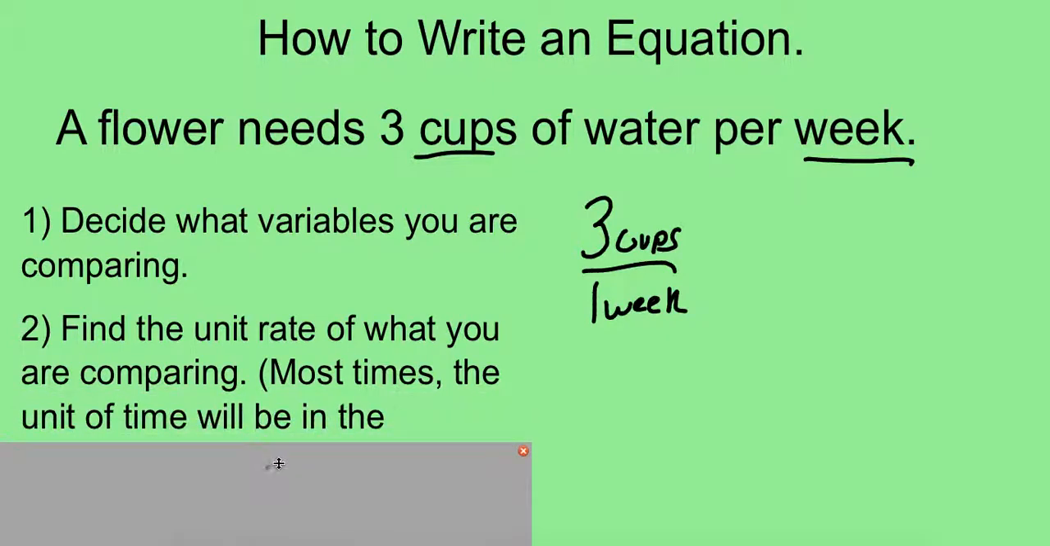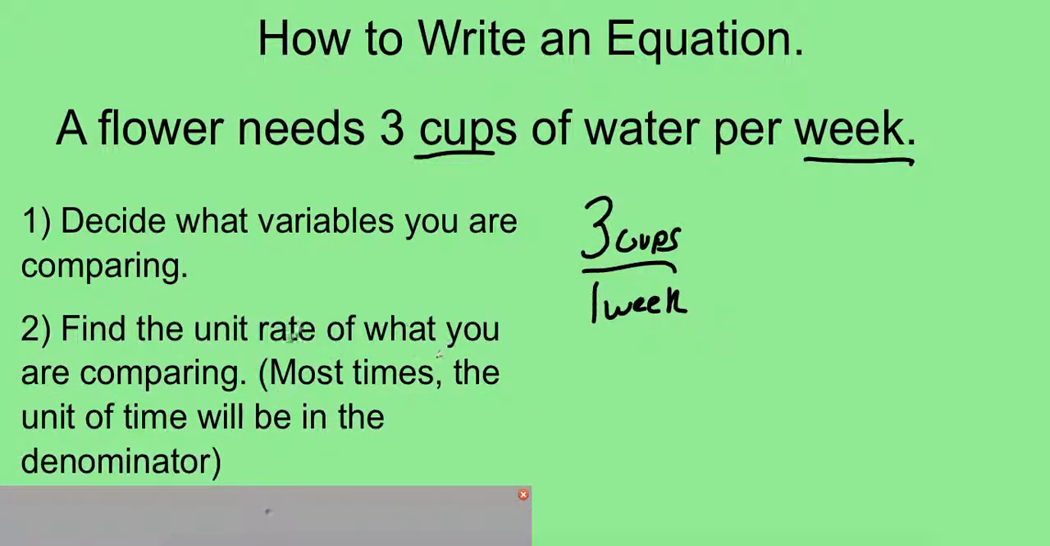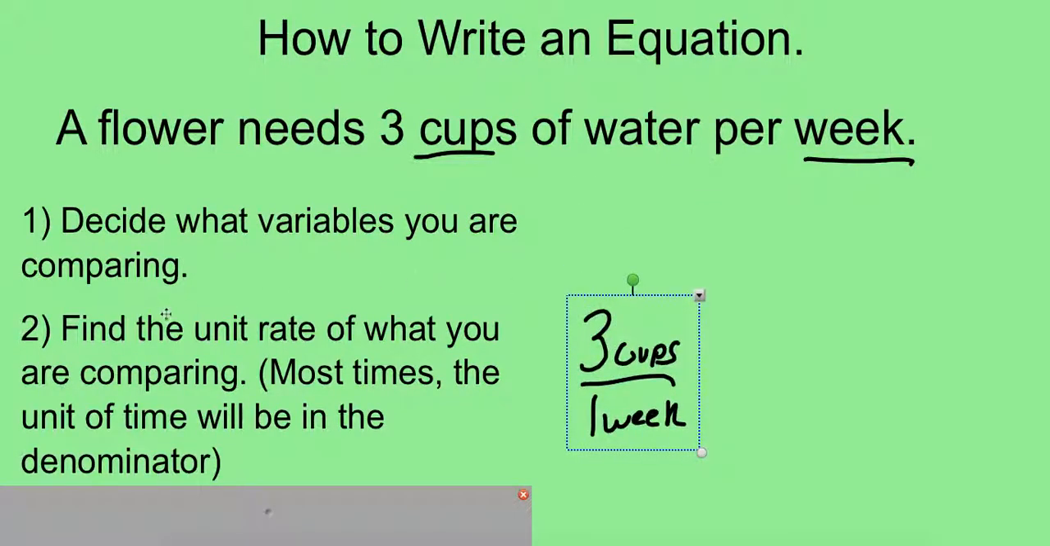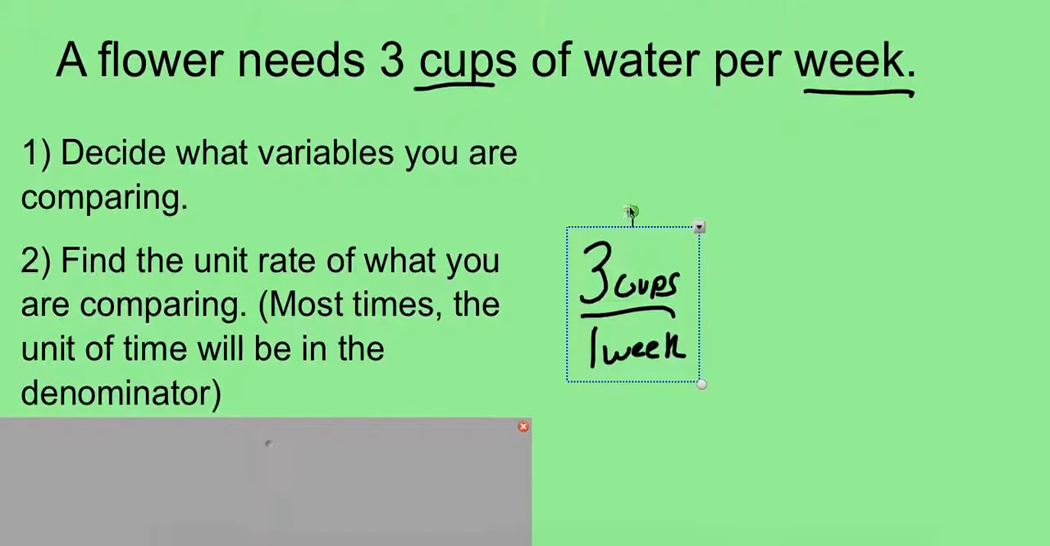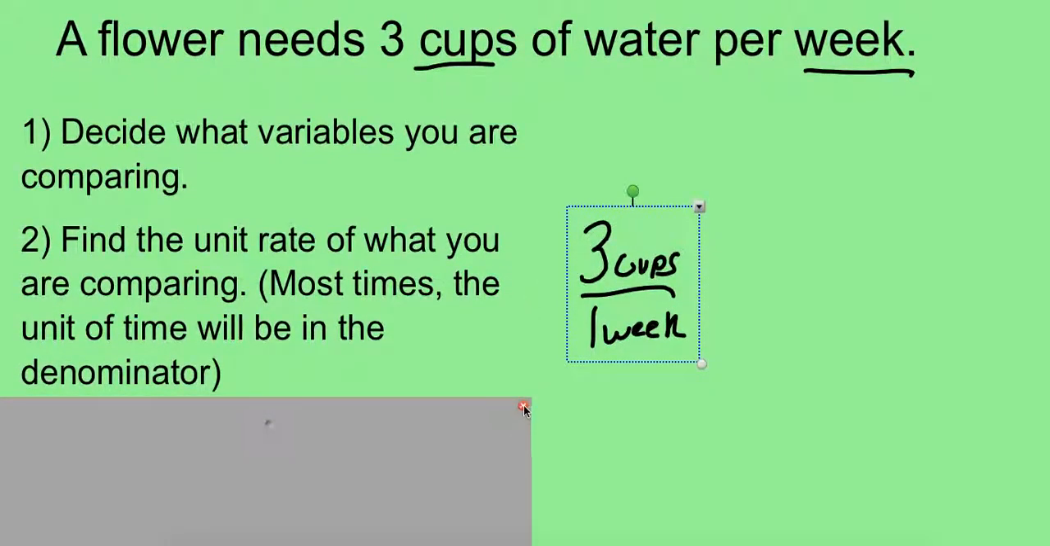The second part, actually I moved up a little bit ahead, is we need to find our unit rate. Our first part was finding the cups of water and knowing that we have to compare that to weeks. Our second portion was to find a unit rate. Remember, unit rate means per every one, so there are 3 cups per every 1 week. Most times you can write this down, most times the unit of time is the denominator, not all the time, but a large majority of times.